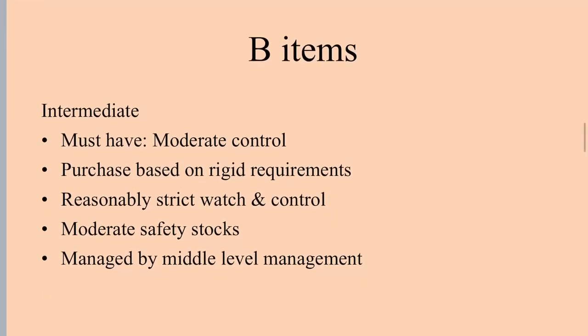B items are intermediate, उनका वैल्यू A जितना नहीं होता है, कम होता है, और उनका जो नंबर होता है वो भी इंटरमीडिएट होता है. उनको मॉडरेट कंट्रोल से भी मैनेज किया जा सकता है. A को बहुत स्ट्रिक्ट कंट्रोल चाहिए और B को मॉडरेट कंट्रोल से भी मैनेज किया जा सकता है. And the decision of their level and their safekeeping may be managed by middle level managers also.